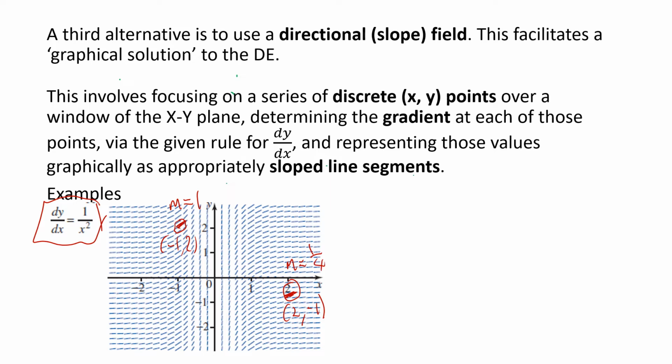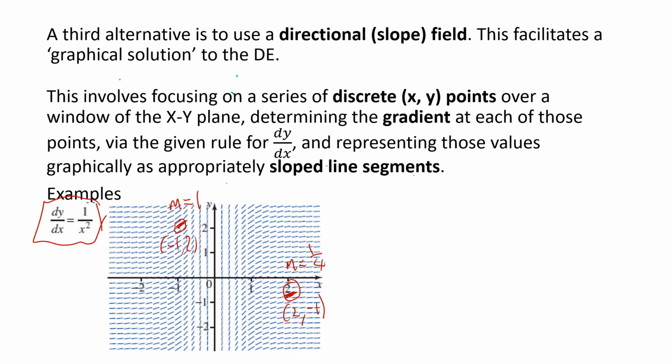Both are positively sloped. In fact, if you look at all the little line segments making up this slope field, they're all positively sloped. Why would that be? Have a look at the rule. No matter what value of x I plug into the rule, it's always going to have a positive value.